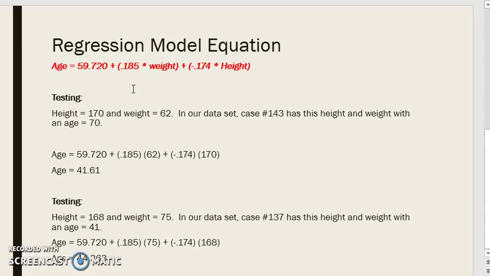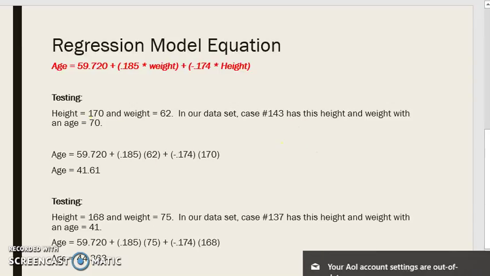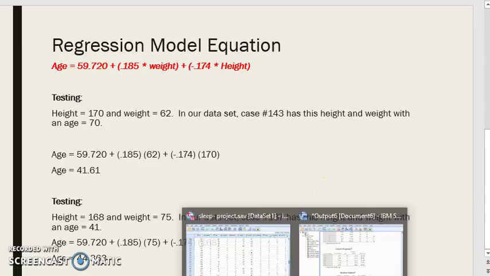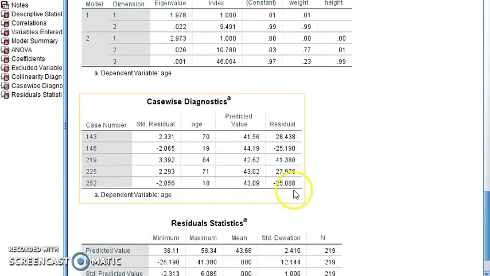And as you can see, we did have 5 outliers in our SPSS output, and let me bring that up again, showing you those case-wise diagnostics. These particular 5 cases were giving us residuals that were very, very high, which means predicted values that were above or below our actual data.